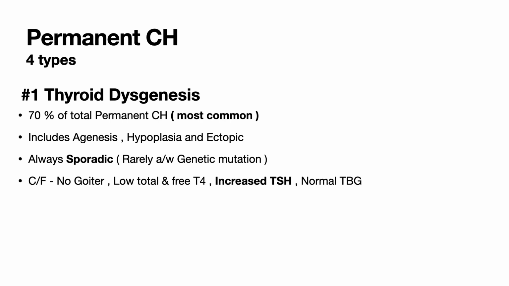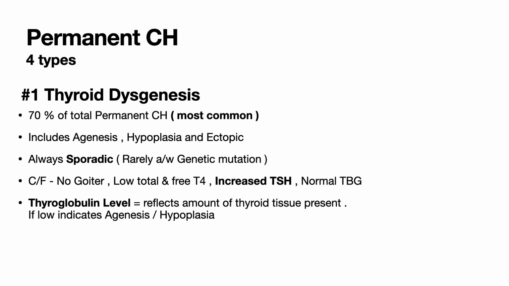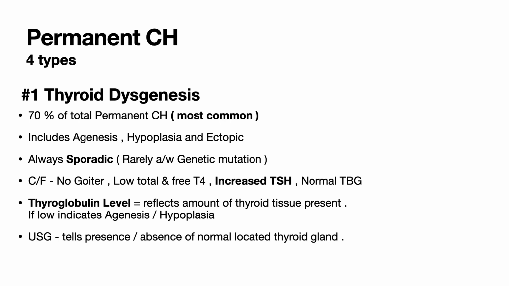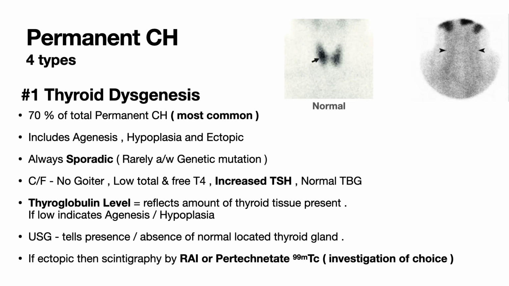The clinical features include no goiter, low total or free T4, increased TSH, and normal TBG, that is thyroid binding globulin. The thyroglobulin level reflects the amount of thyroid tissue present, and if low, it indicates the agenesis or the hypoplasia. USG tells the presence or the absence of a normally located thyroid gland. The investigation of choice is the scintigraphy by RAI, that is radioactive iodine uptake, or the pertechnetate, as shown in these diagrams.